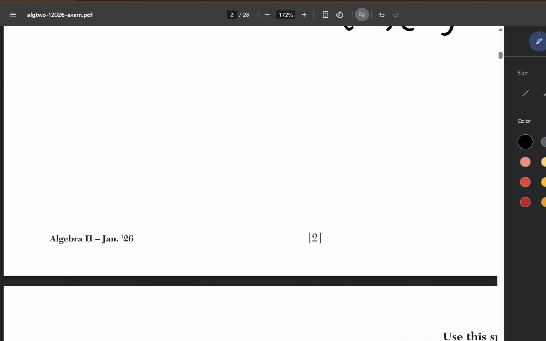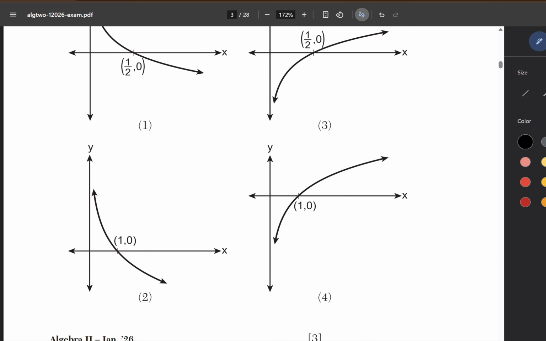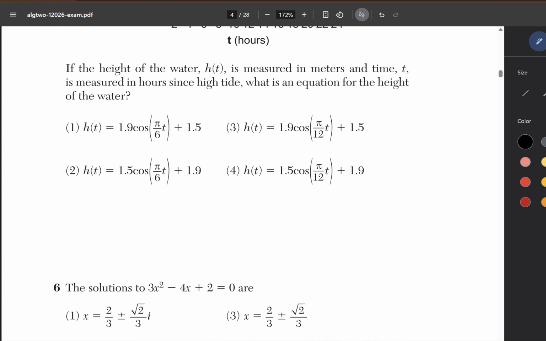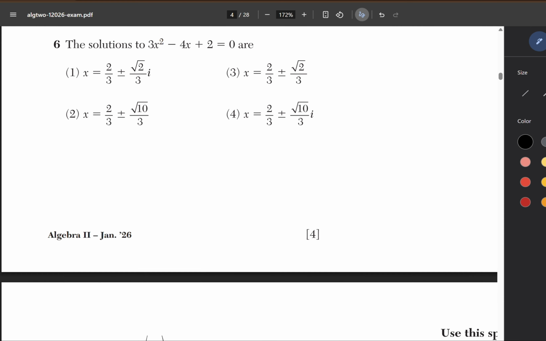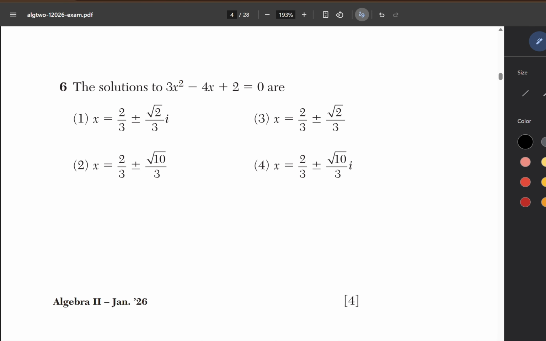The last question I want to do is not actually any of these over here, because I think these are fairly straightforward. What I want to do here is question number 6. The reason why I want to do this is because it involves imaginary numbers, which we have not gone over too much in this channel.